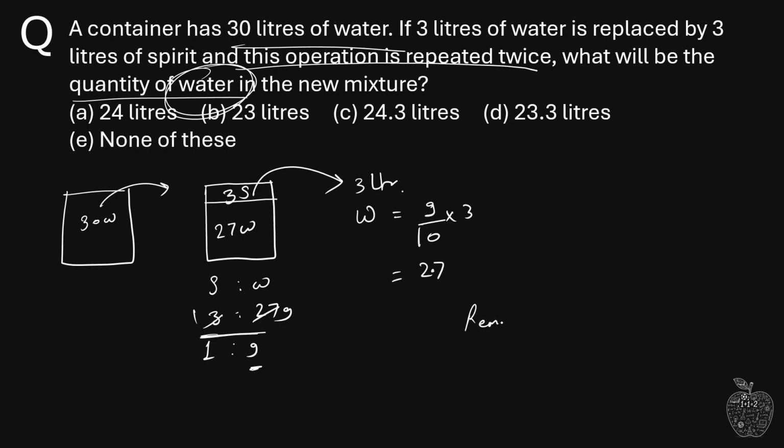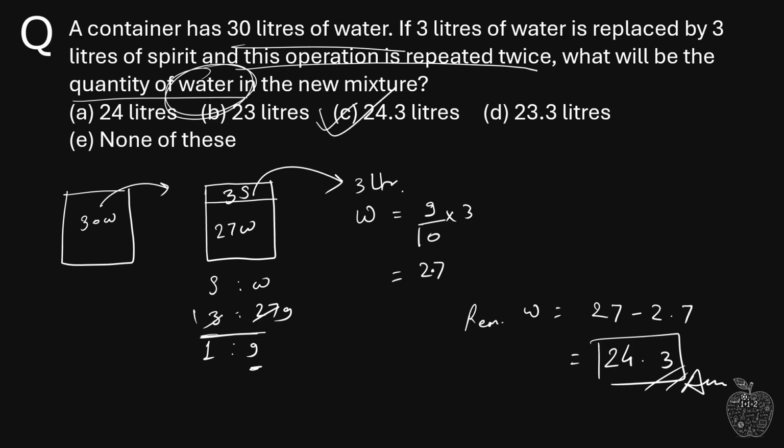Question is asking us what will be the quantity of water in the new mixture. So remaining water here will be, originally we are left with 27, and from this again 2.7 is removed. So we subtract 2.7. We are left with 24.3 liters in the new mixture. And this is our required answer. Here option C is the correct one.